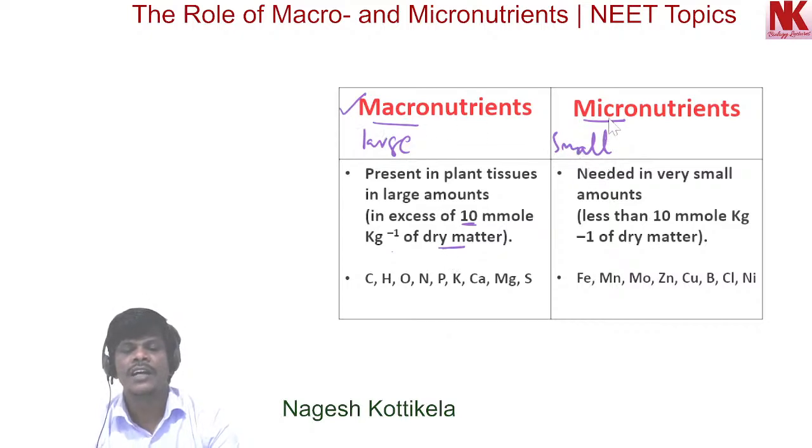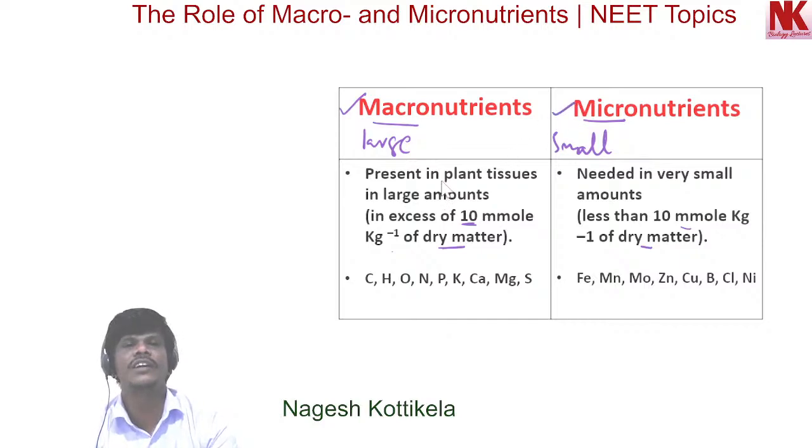Micronutrients are needed in very small amounts, less than 10 millimoles per kg of dry matter. So this is the difference between macronutrients and micronutrients.